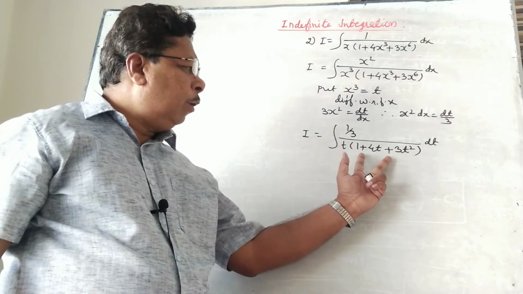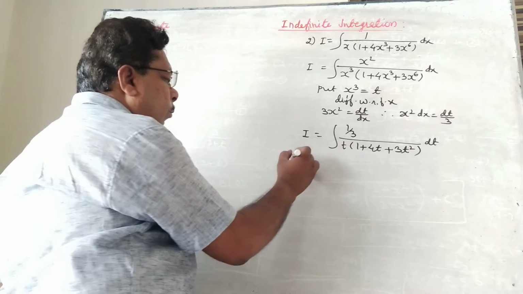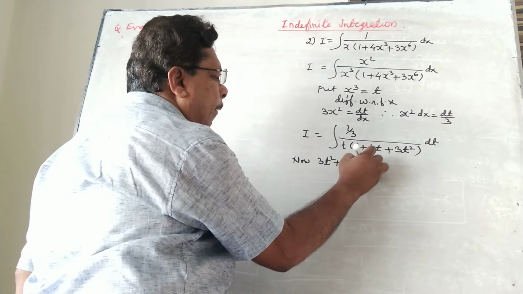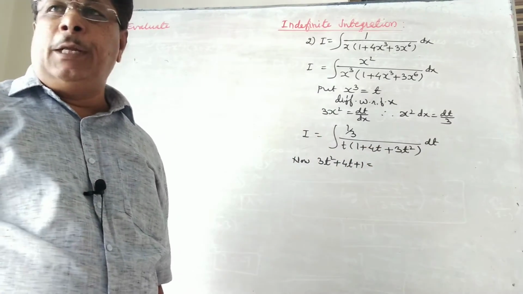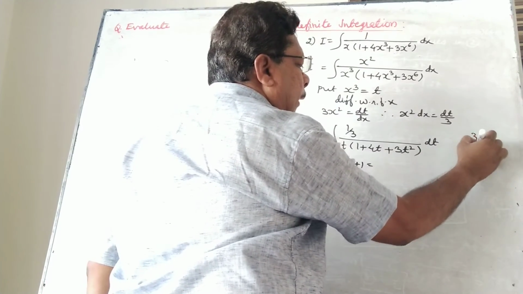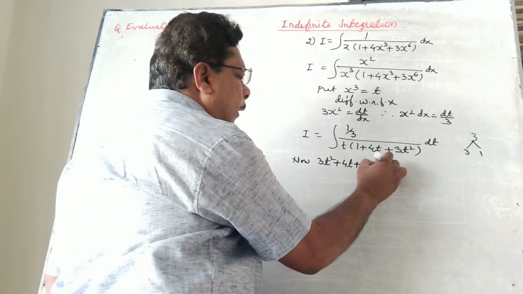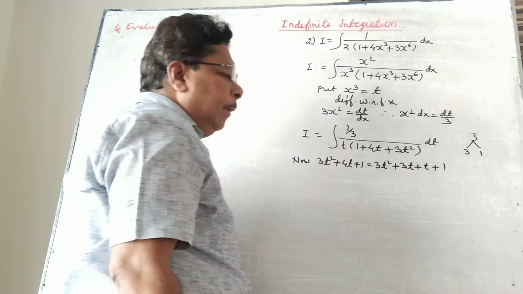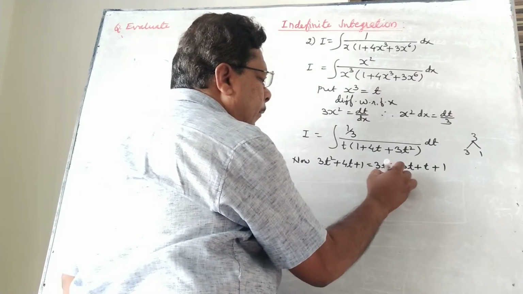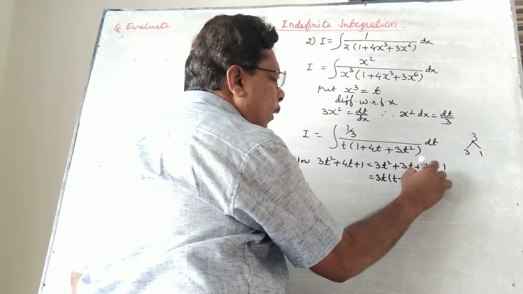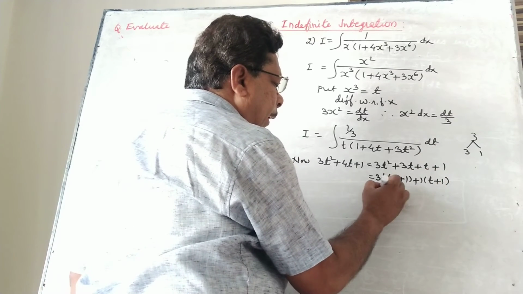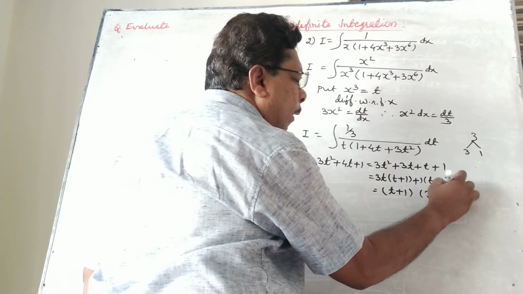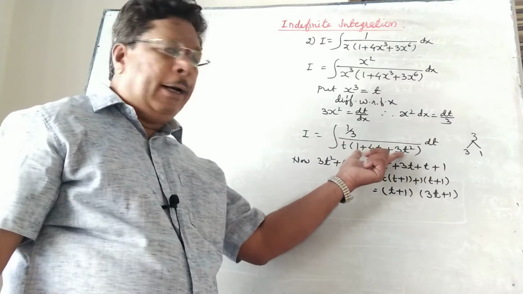Okay, now find the factors of this quadratic expression, 3t square plus 4t plus 1. Factors of 3 are 3 and 1, and 3 plus 1 is 4. So this is 3t square plus 3t plus t plus 1. You can take 3t common and t plus 1 common, so the factors are t plus 1 into 3t plus 1. These are the factors of this quadratic expression.